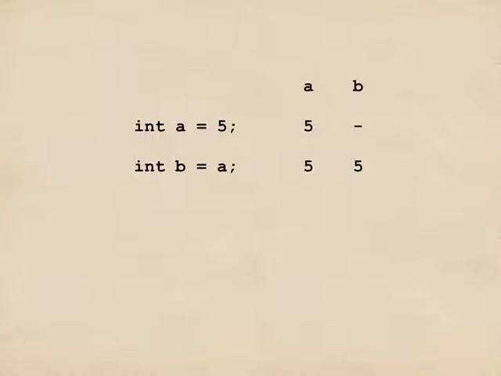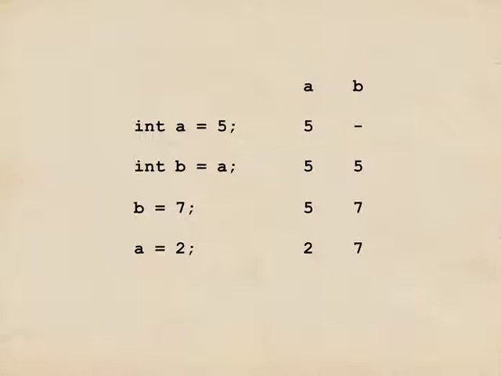But a and b are two completely separate objects, and they're not related in any way after this assignment statement. So if later on I say b equals 7, nothing happens to a, and if later on I say a equals 2, nothing happens to b. They're two completely different objects. The only time they were connected was when I said b equals a, and that just took the value in a and dropped it into b. Otherwise, they have no connection.